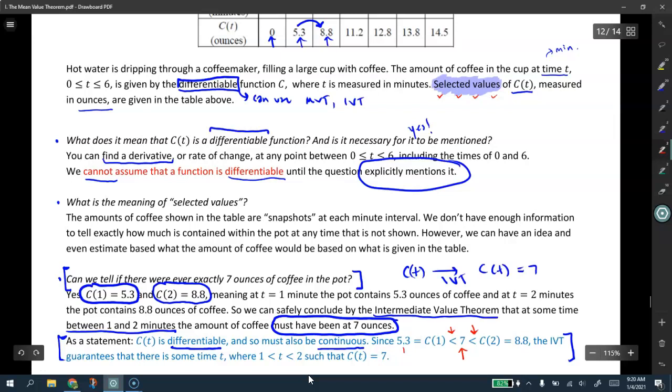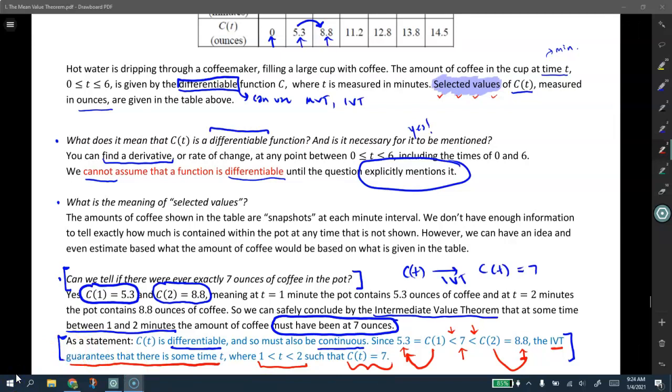And then 5.3 is the left end of the interval, right end is 8.8, meaning the values at those points. So what we're saying is that C of 1 is equal to 5.3 and C of 2 is equal to 8.8, right? So the number 7 falls between C of 1 and C of 2. And so what we conclude is the IVT guarantees, notice how this has become a very generic statement, that there is some time between 1 and 2 where C of t is equal to 7.